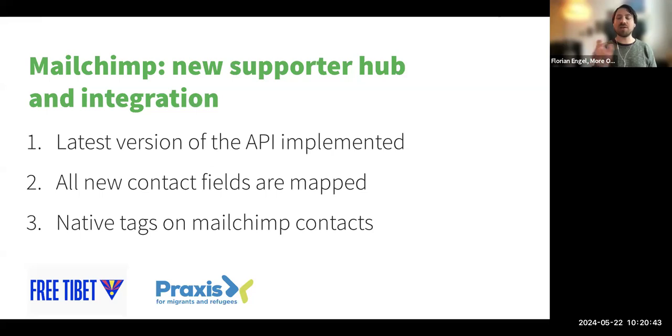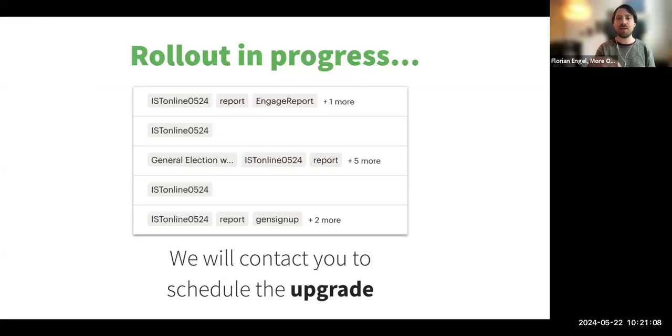The way that it used to work is that there was one field that had all the tags and all the segments in it separated by a comma. So you had somewhat limited space. It did fulfill the purpose, but it wasn't perfect. Now MailChimp introduced the native tags feature, and we are now sending all of our tags to their tags field. So this rollout is already in progress.